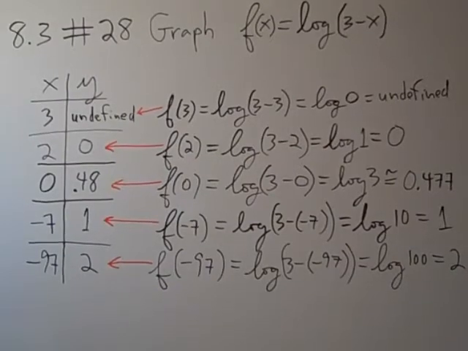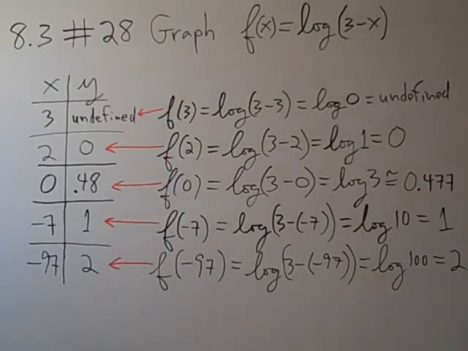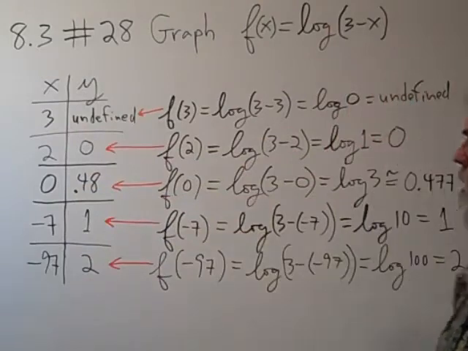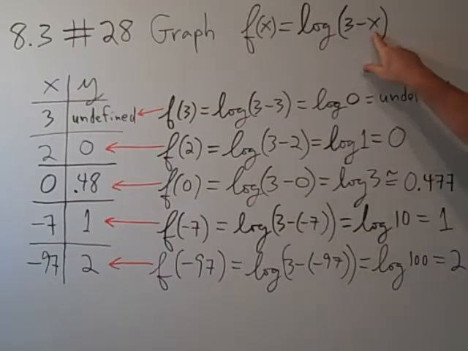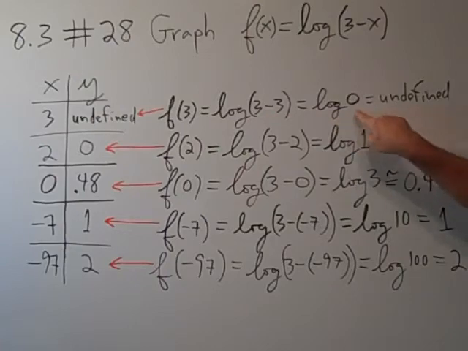Okay, to graph this logarithmic function here, f of x equals the log of 3 minus x, I've created a table of some values of x and the corresponding values of y that go with it to graph this function. Starting off, notice if x equals 3, then it's the log of 3 minus 3, which is 0. The log of 0 is undefined.